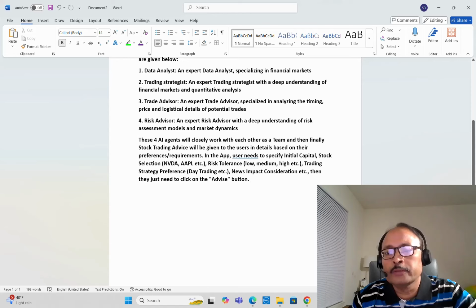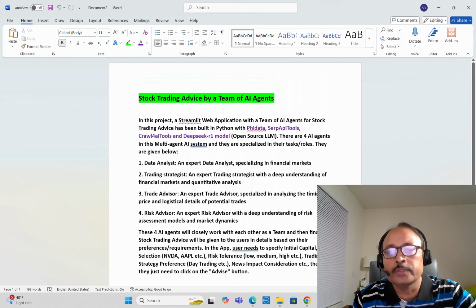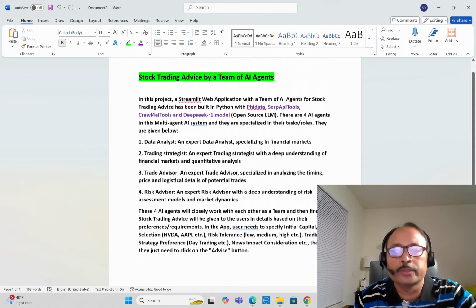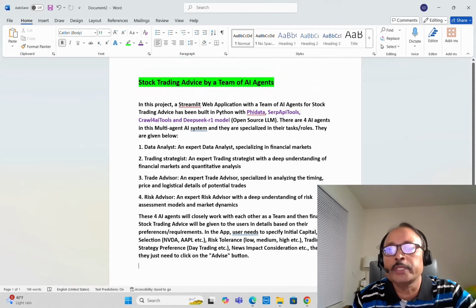After specifying all this information, the user just needs to click on the advice button. There is one advice button in the app. The user just needs to click on that, and then our team of AI agents will work together, and finally the advice will be given to the user regarding stock trading. Now we'll see the app in action.